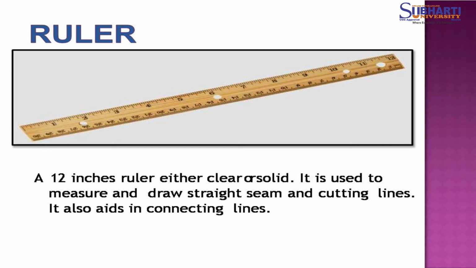garment. So the next tool, also a very important tool, is a ruler. This is used while creating a pattern. A fashion designer must carry a ruler with him or her, a 12 inch ruler, either clear or solid. It is used to measure and draw straight seam and cutting lines. It also aids in connecting lines. So it is the same as every basic 12 inch ruler. It is used in clothing construction or pattern making.